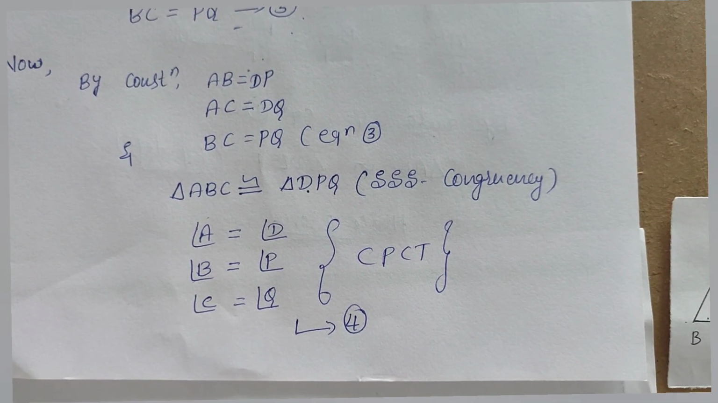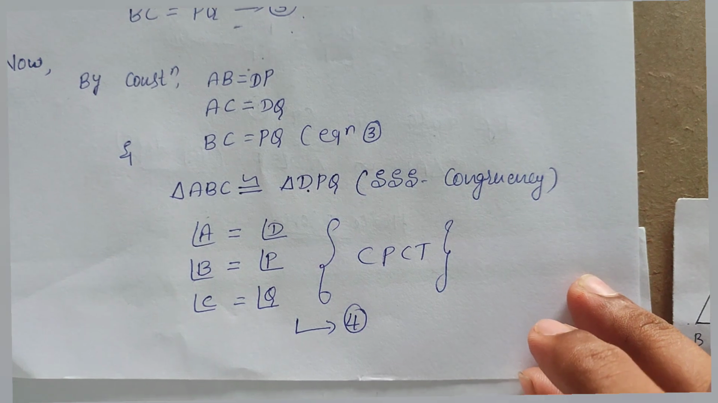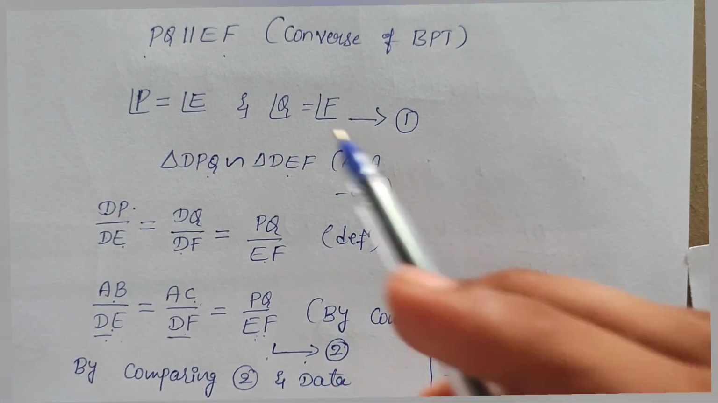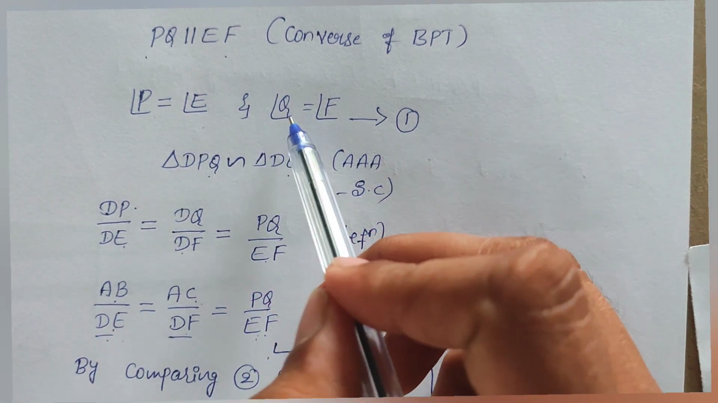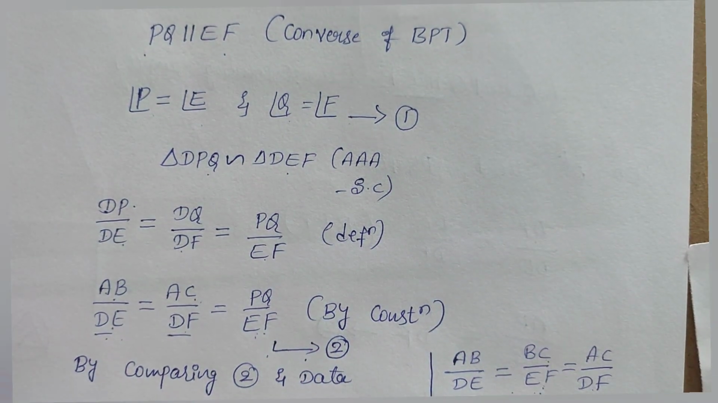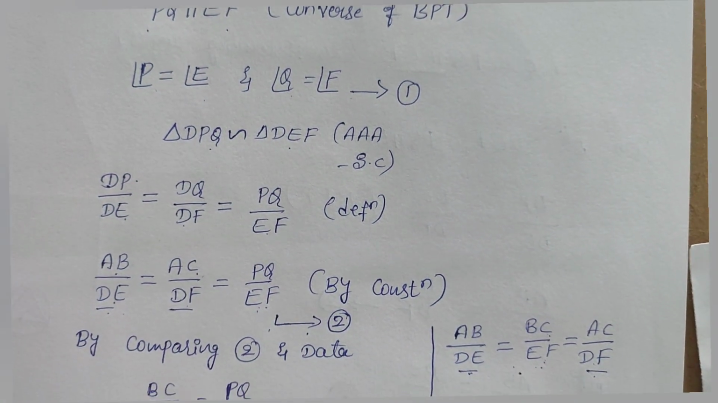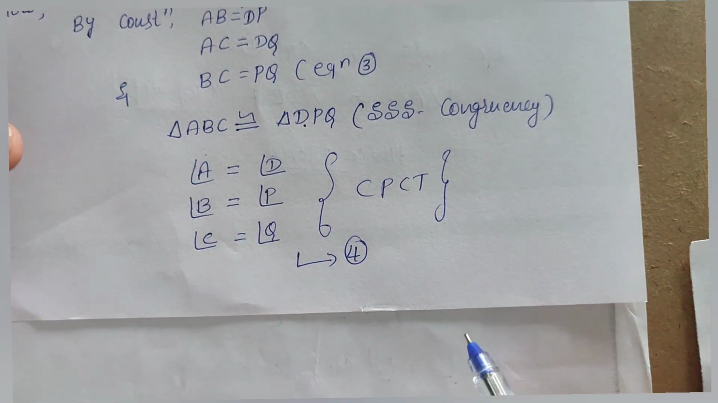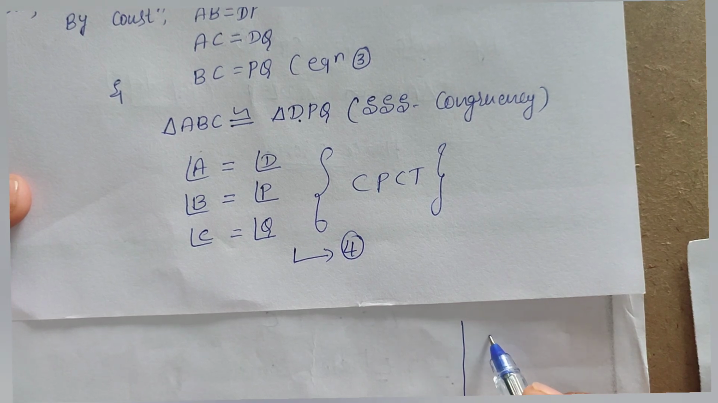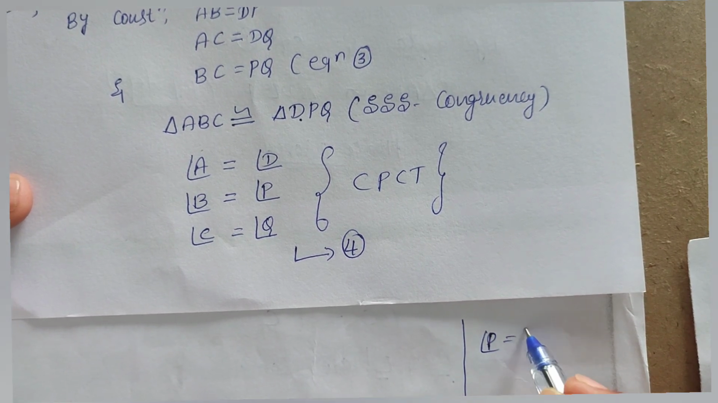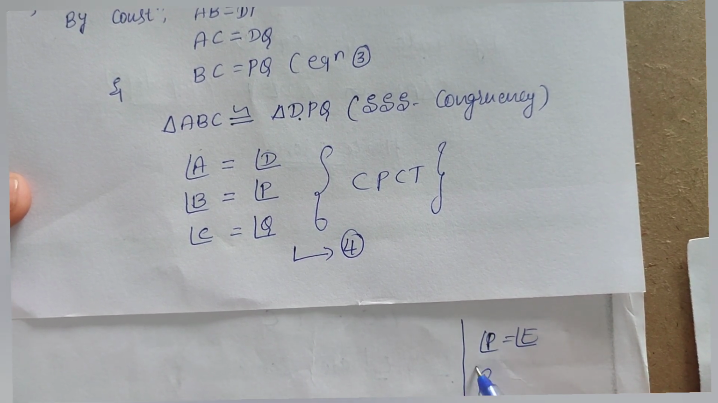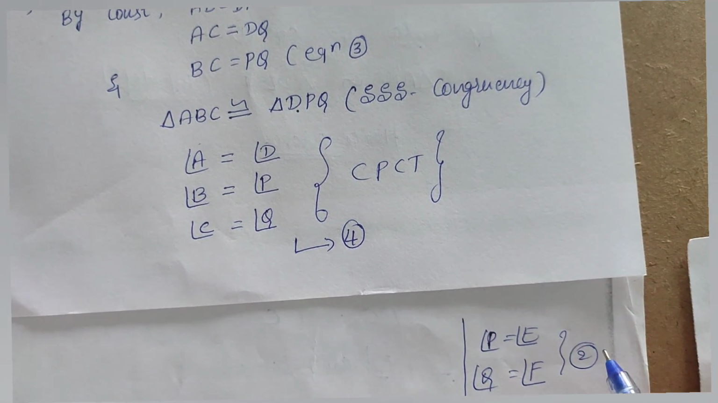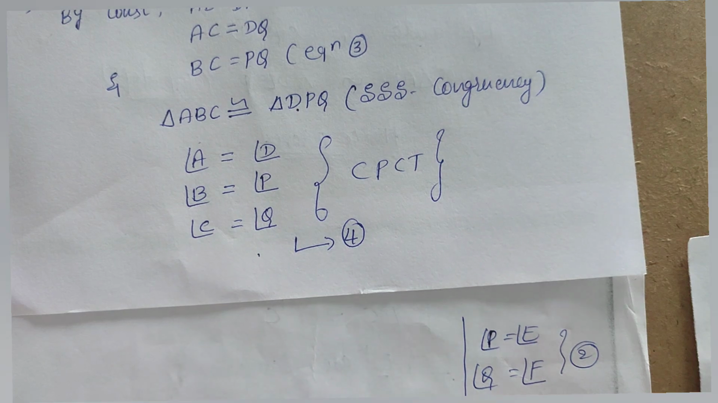Now we need to observe equation 1 and equation 4. I will show equation 1 here. Angle P is equal to angle E and angle Q is equal to angle F. Remember this. So I will write here in the rough column, angle P is equal to angle E and angle Q is equal to angle F. This is equation 2.